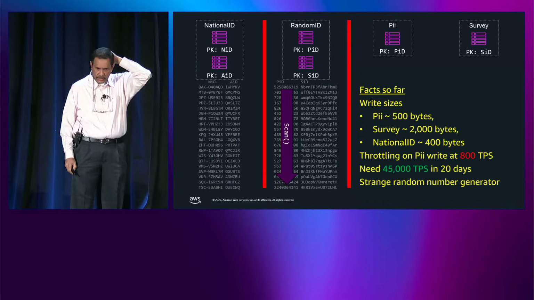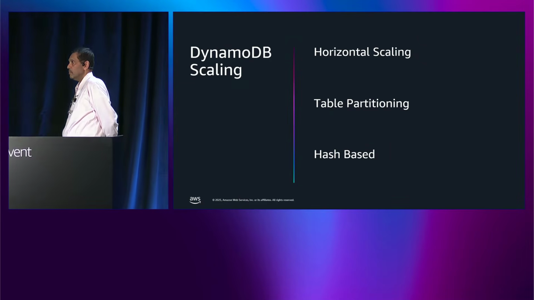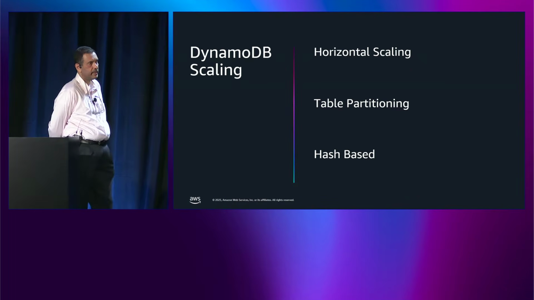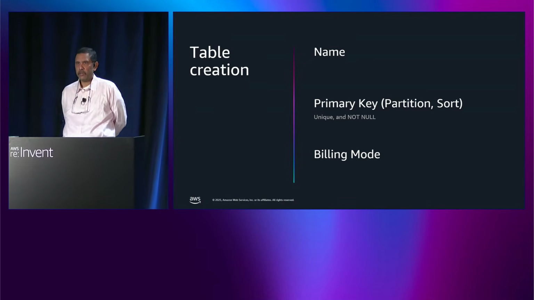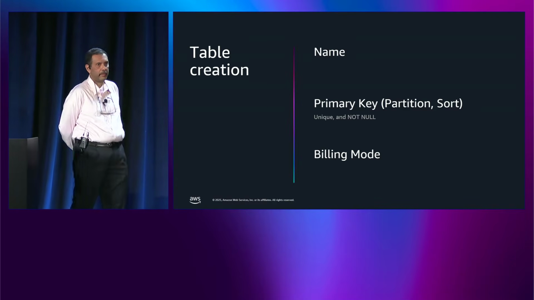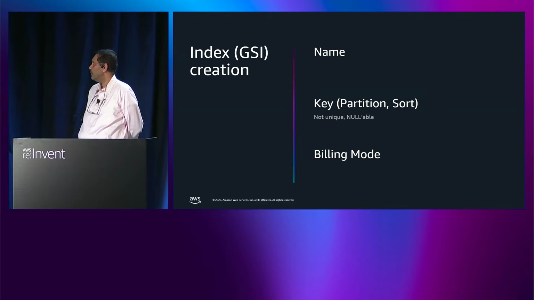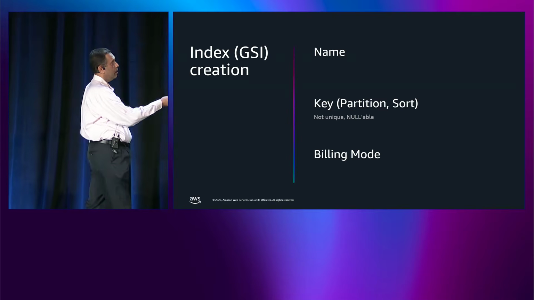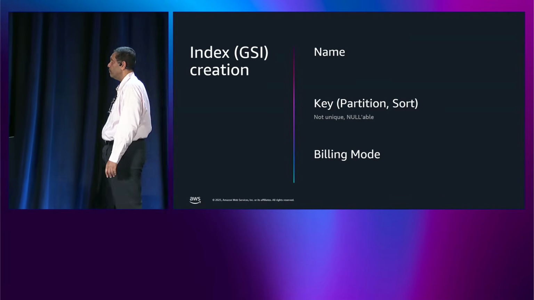So here's how we scale. We scale horizontally. We partition your table. You give us a partition key, we partition it. It's basically hash-based partitioning. When you create a table, we ask you for the name of the table, what the primary key for the table is, and your credit card number, pretty much. That's all. And same thing with the GSI. How are you going to pay for it? But notice here, this is not unique. That's the only difference between a GSI and a table.